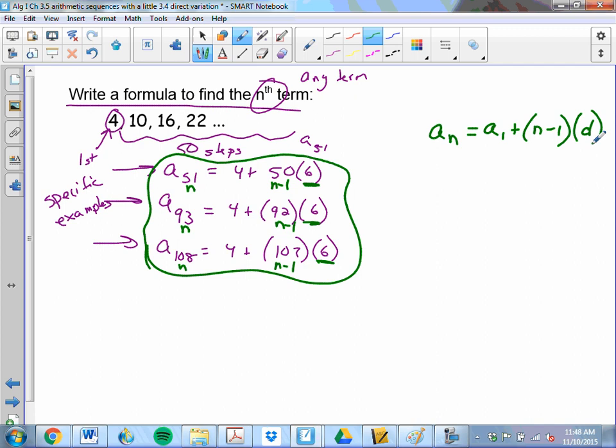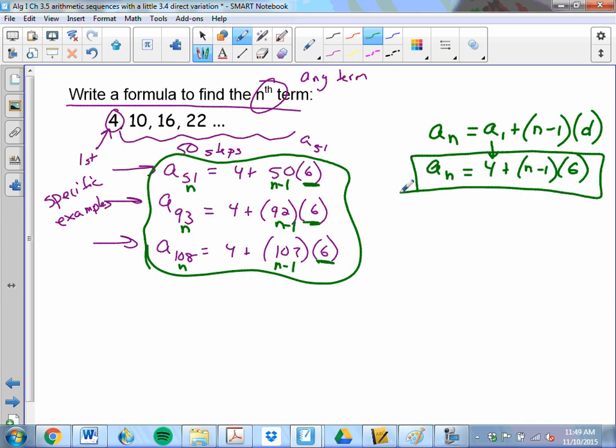So in this case, my formula to find any term would be: I'm going to start at 4. My first term is 4. And each step has a length of 6. That's a formula to find any term. So now I keep doing these examples, but that's the point of the formula. The point of the formula is now we can find anything.